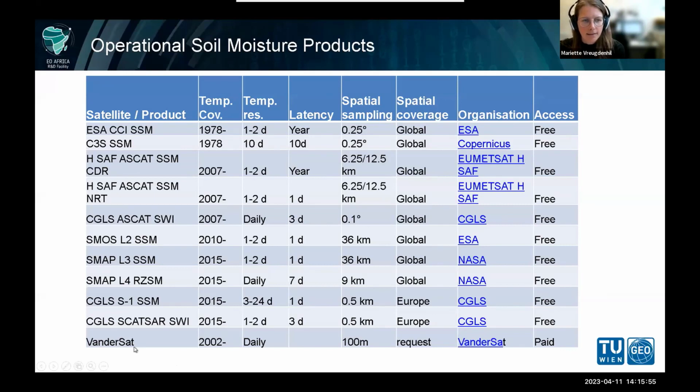And the last data set that I would like to mention is the Wandersat, or Planet Now data set. And this is available at 100 meters, but this one is not freely available.